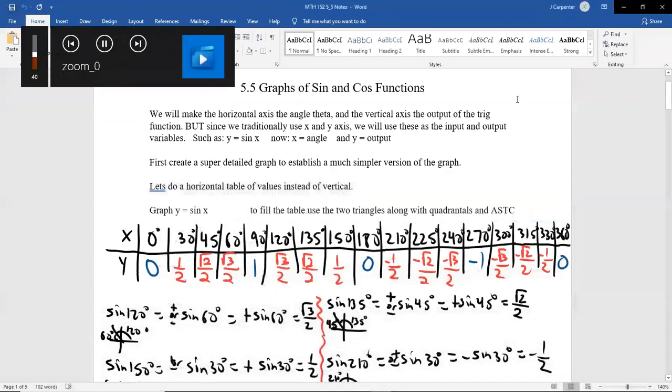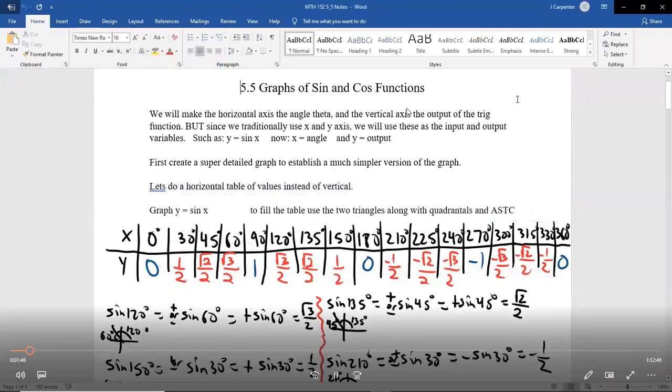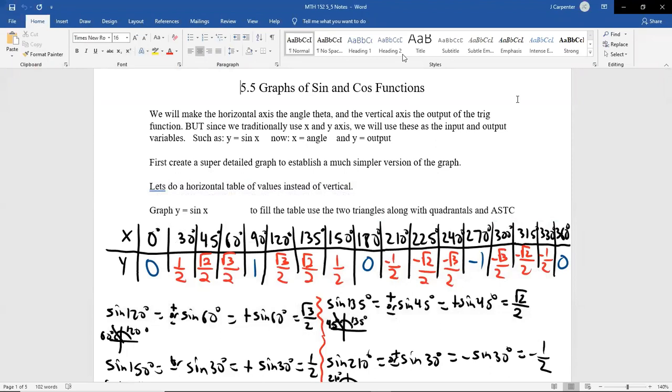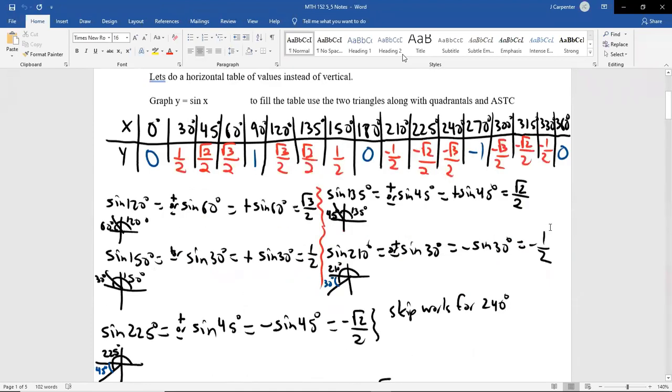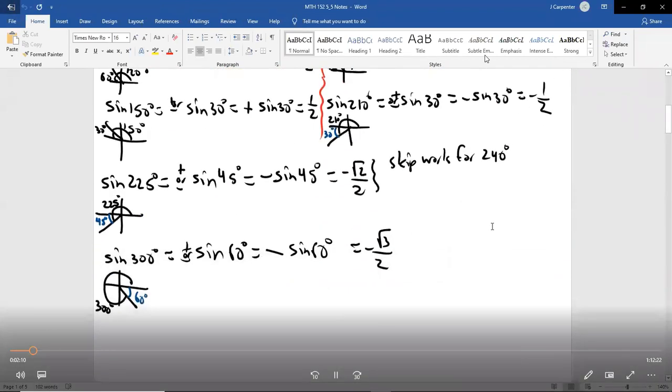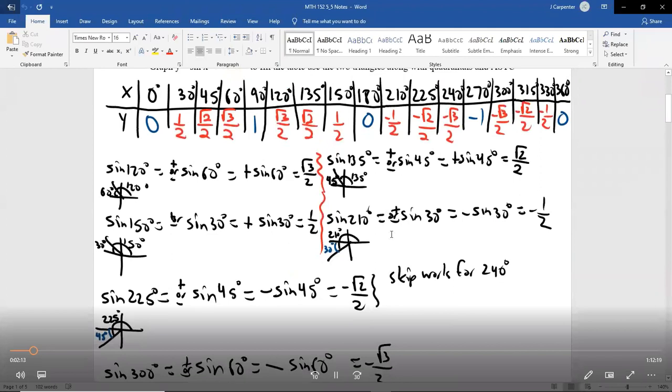Back to where we left off, 5.5, the actual graphs of sine and cosine functions. So we started graphing the sine function. We started graphing it in a very time-consuming way where we plotted 17 points of this graph, and then once we got to 360 degrees, we know by the periodic nature of a sine function that it's just going to be the same shape over and over and over. There's a lot of work down here showing how we got that.